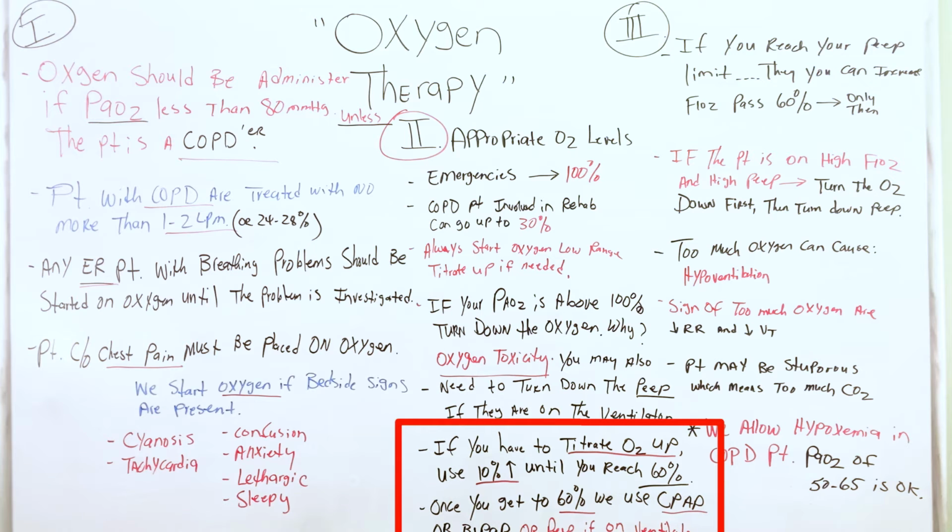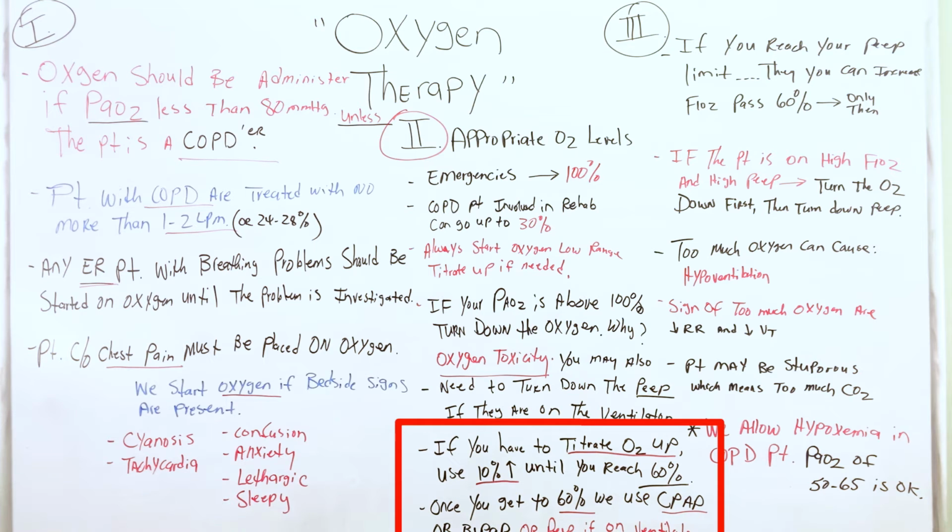Now, if you have to titrate O2 up, we want to titrate it up about 10% increase until we reach 60%. 60% is the cutoff. Once you get to 60%, then we need to start thinking about CPAP or BiPAP, okay? Or PEEP if the patient is on the ventilator. These are very important rules that you must know for the TMC exam, okay? Now, we increase PEEP by 5 centimeters at a time. No more than 5 centimeters at a time if you want to increase your PEEP, okay?